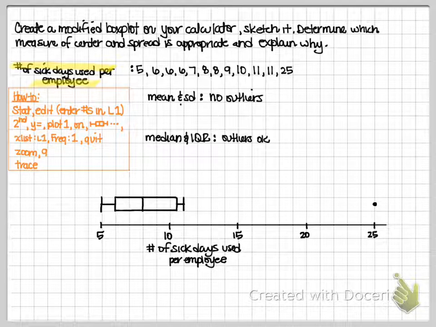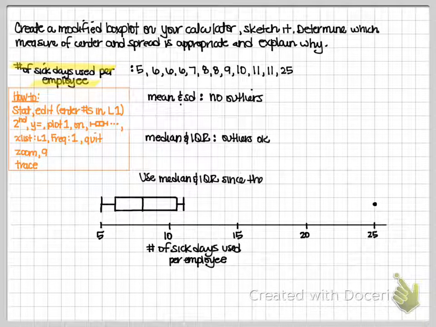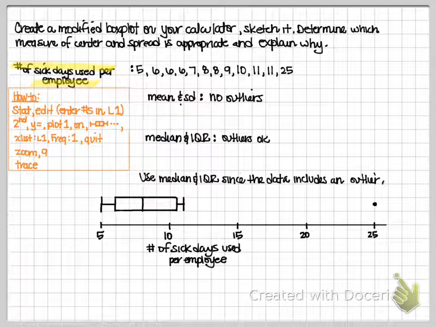So definitely using median and IQR, and I'm just going to state that here. So I would say use median and IQR. And my reason is since the modified box plot or since the data includes an outlier. And that's my reason. And that finishes this video. Hope it helps.